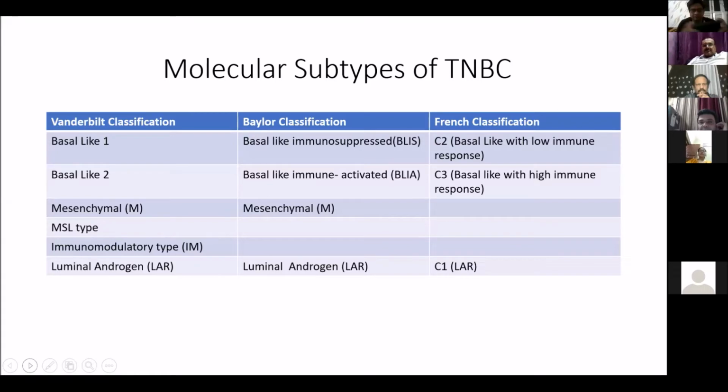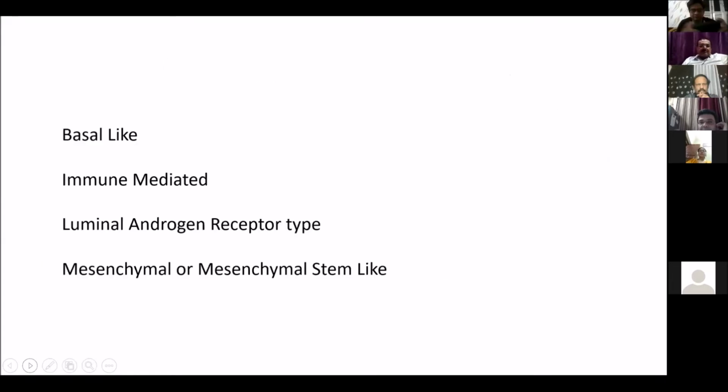So if I say in a nutshell, there are 4 basic types of triple negative breast cancers at present. One is basal-like, second is immune-mediated, third is luminal androgen receptor type, and the fourth one is mesenchymal and mesenchymal stem. So I'm going to discuss each one of them in this order, and the amount of research or new avenues we have is also in this order. We have maximum for basal-like, followed by immune-mediated and luminal androgen receptor type, and we know the least about the mesenchymal subtype. So I'll start with the basal-like.